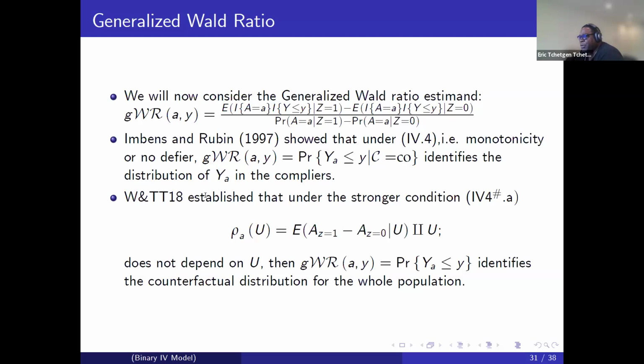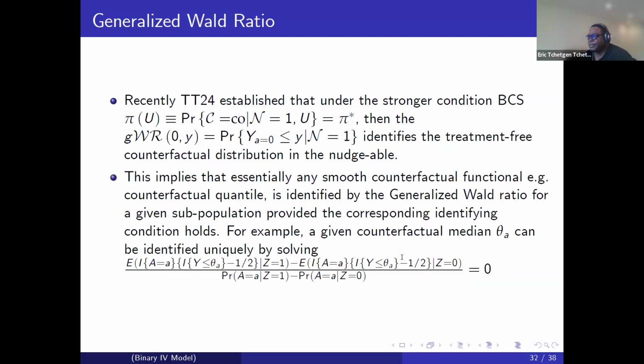In the paper with Liu, we established that under the stronger condition IV4 dash, I think this should say B maybe, not A, that the additive effect of Z on A, conditional on U, is independent of U, then the generalized Wald given here identifies the distribution of the counterfactual Y little a in the entire population. So again, we move away from identifying the average effect on the additive scale to identifying the entire CDF, and therefore we can identify any functional of the potential outcome of interest, including quantile causal effects.